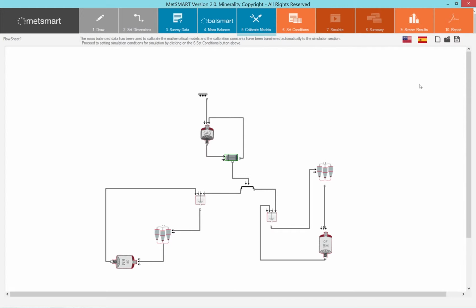So now we have a calibrated mathematical model around the circuit. Now this is an exercise that you can do yourself on your plant, or you can get consultants like Minerality to perform a plant survey, a mass balance, and then build a mathematical model of the plant. When you have a mathematical model of the plant, you can start doing simulations around the circuit.